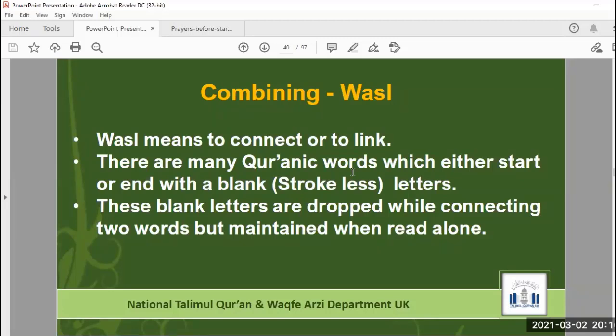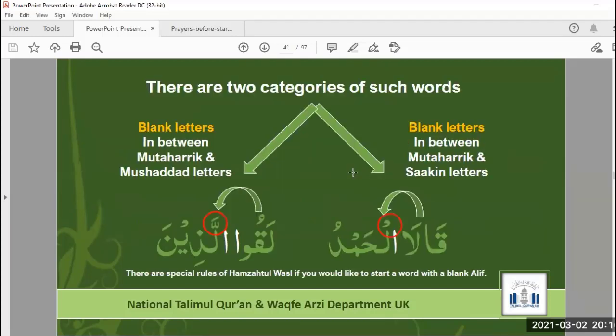The combining of wasl. Wasl means to connect or to link. There are many Quranic words which either start or end with a blank or strokeless letter. These blank letters are dropped while connecting two words, but they're maintained when read alone. There are two categories of such words: blank letters in between mutaharik and sakin letters, and blank letters in between mutaharik and mushaddad letters.